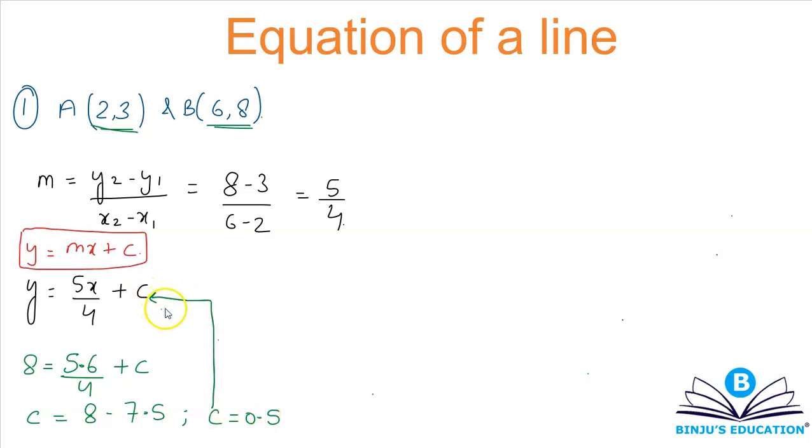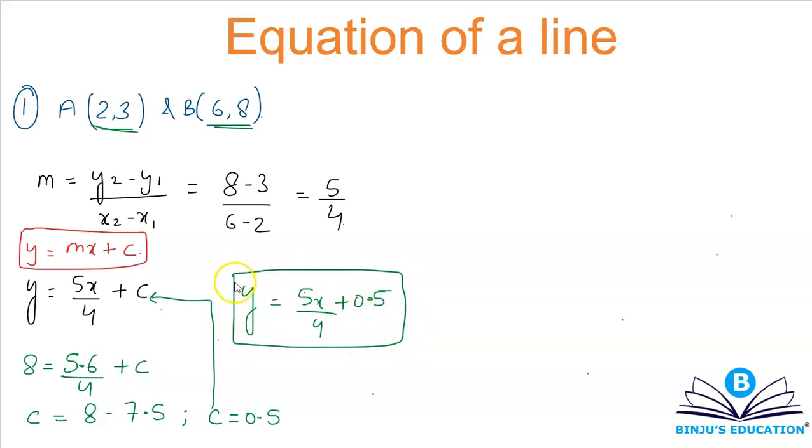Plug in the value of c here. So you will get y is equal to 5x by 4 plus 0.5. So the 2 points are given to you. First thing you will calculate is slope. Put it in the expression y is equal to mx plus c. Then calculate the value of c using one of the 2 points. This is what you're supposed to do.